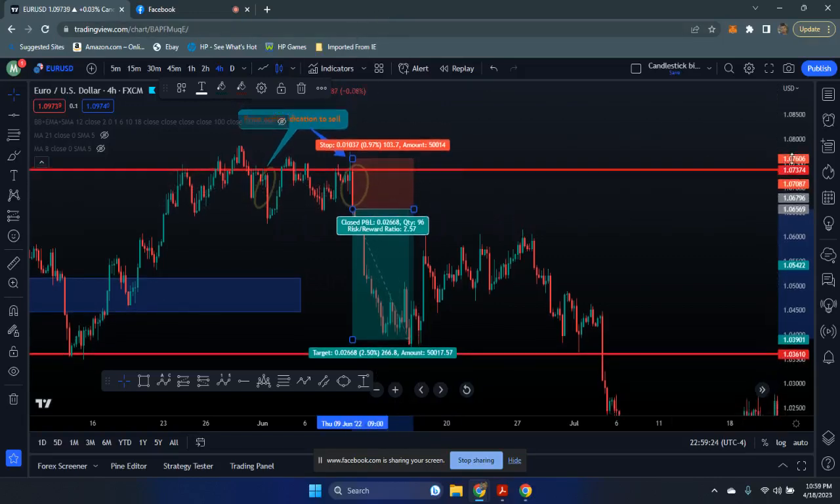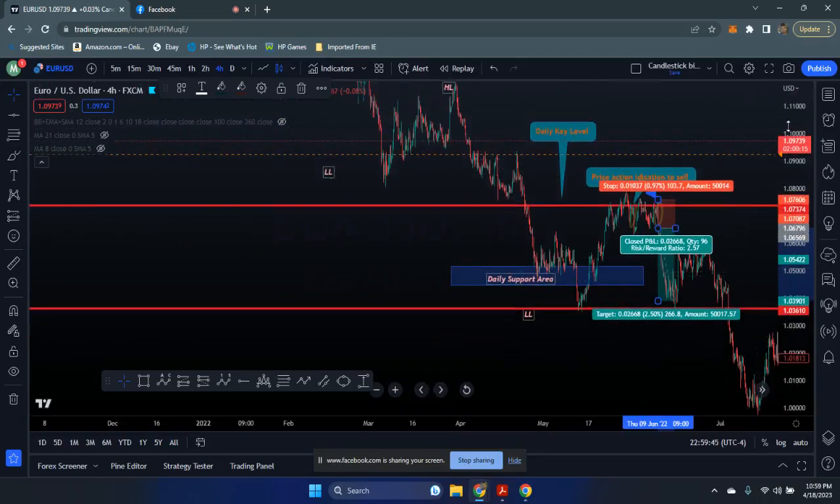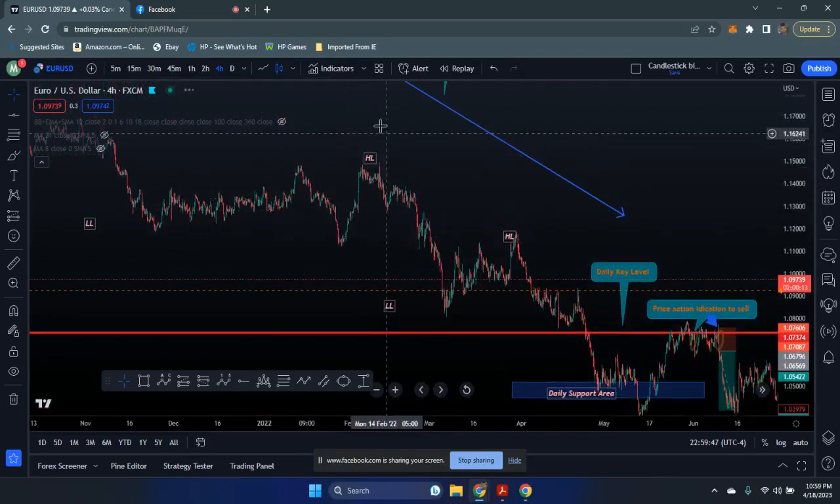So basically, if you're going to risk with this, you want to have a minimum 2 to 1. So if you're going to risk 103 pips, we gotta make 206 pips. In this case, we made 266 pips on this trade, which is good. Well, that's what price actually went.